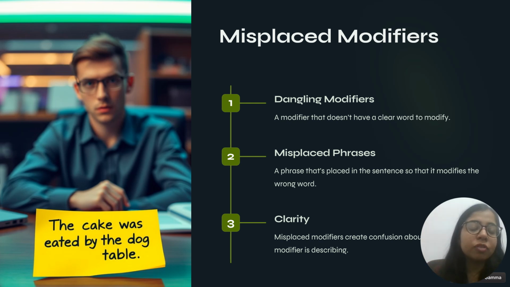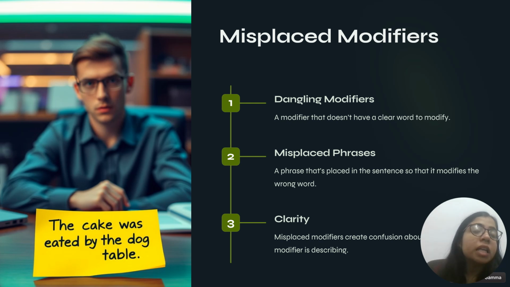Okay, so first we'll study dangling modifier, a modifier that doesn't have a clear word to modify. So dangling modifier is a modifier which doesn't modify clearly which word it is modifying. It is not clear. Okay, then misplaced phrases, a phrase that's placed in the sentence so that it modifies the wrong word.